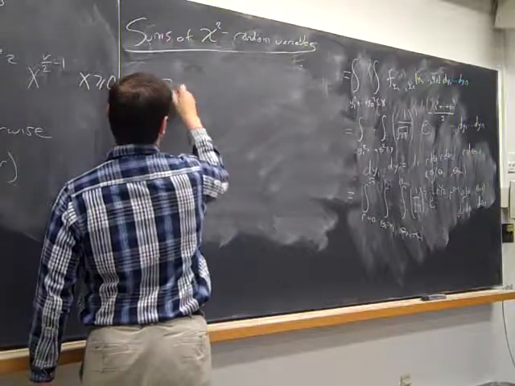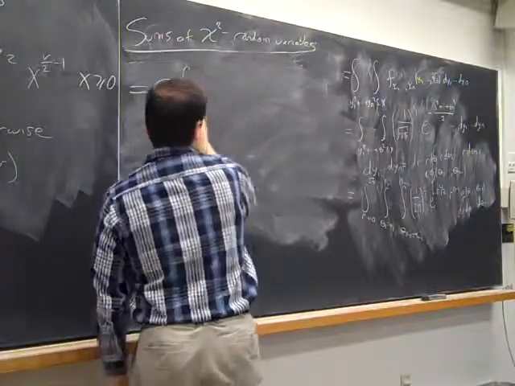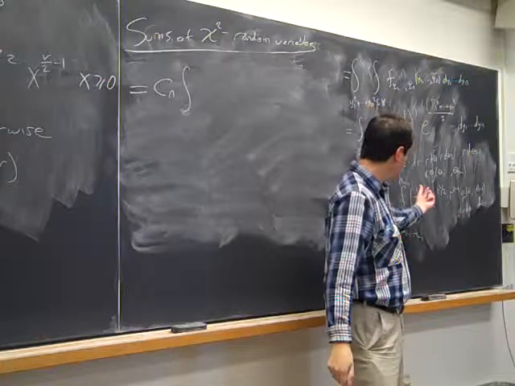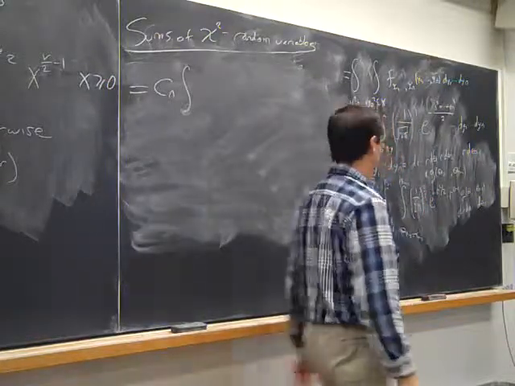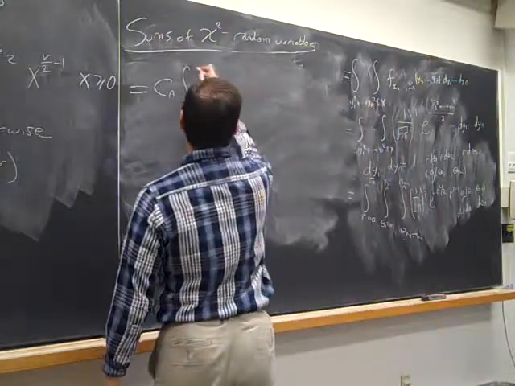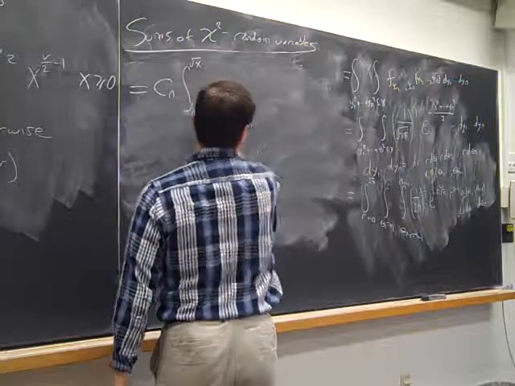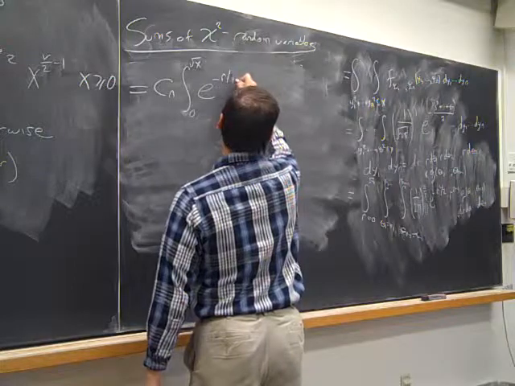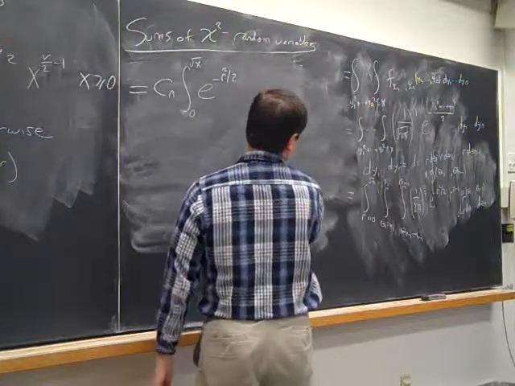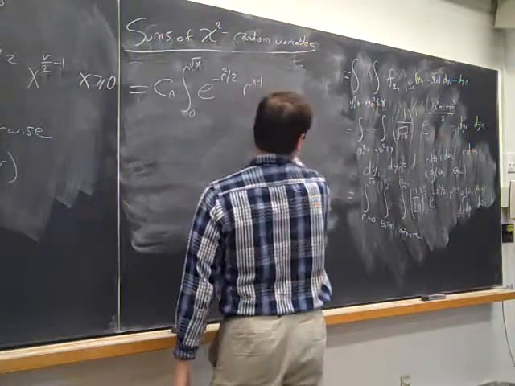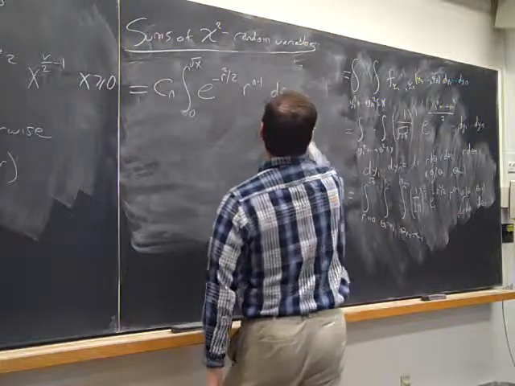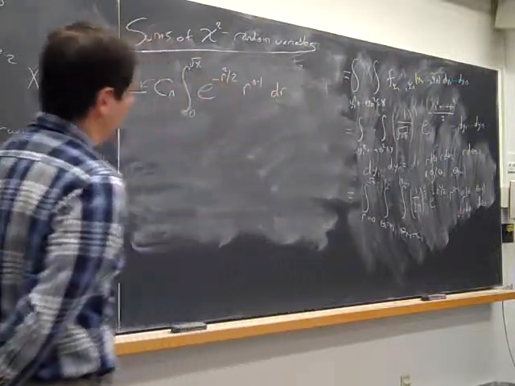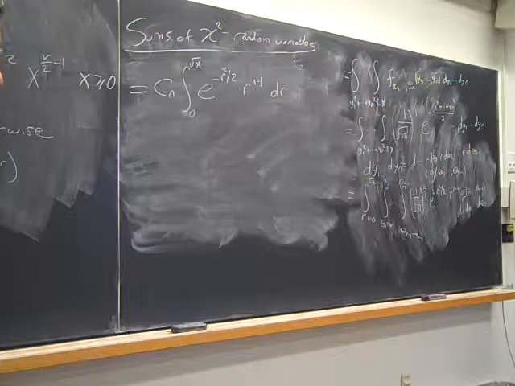So it equals some constant that depends on n, and I'm going to absorb the 1 over 2 pi to the n halves into that constant. So I'm getting some constant. I now have the integral from 0 to square root of x of e to the negative r squared over 2, r to the n minus 1, dr. This is the cumulative distribution function.